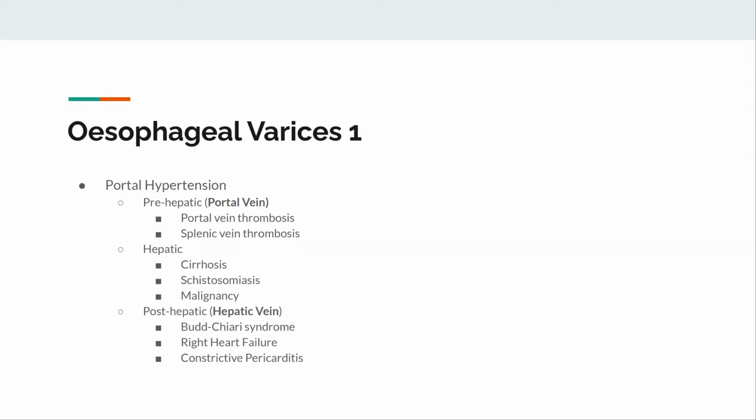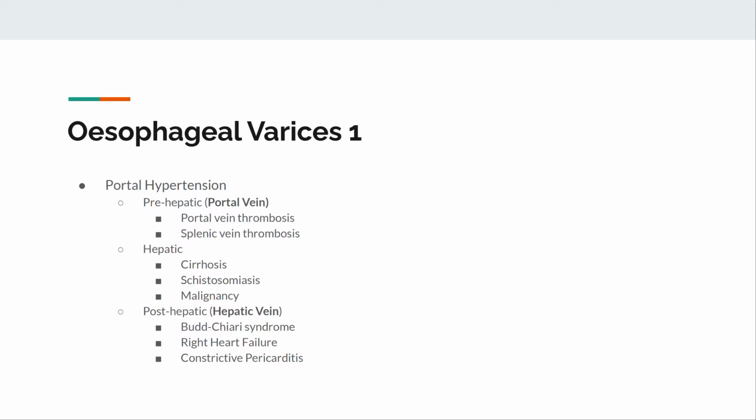Let's talk about esophageal varices. So what is portal hypertension? As always, you should try to be systematic in the way you learn things because you'll remember it better, and doctors won't listen to you unless you're systematic. That's just life, unfortunately. So let's break it up into prehepatic, hepatic, and posthepatic.